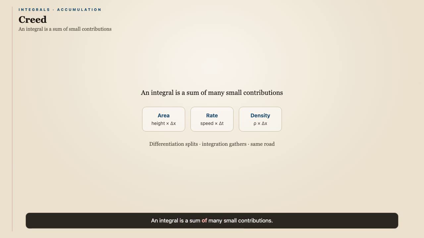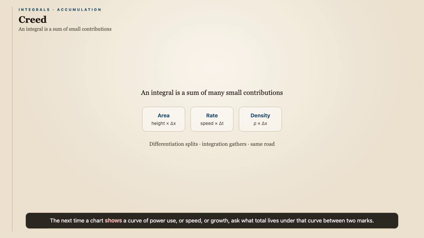Close with a compact creed. An integral is a sum of many small contributions. The contributions can be heights times tiny widths, rates times tiny times, densities times tiny lengths. The definite integral between two ends is a number, a total. The fundamental theorem connects that total to the net change of an antiderivative. Differentiation and integration face opposite directions on the same road. Learn to see strips, and you will never again meet the elongated S as a stranger.